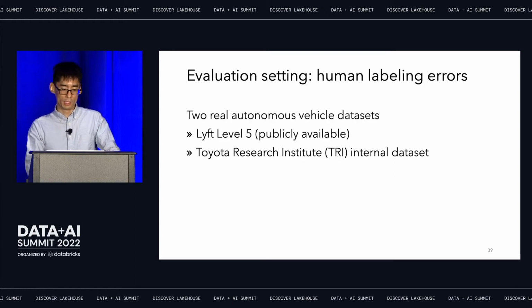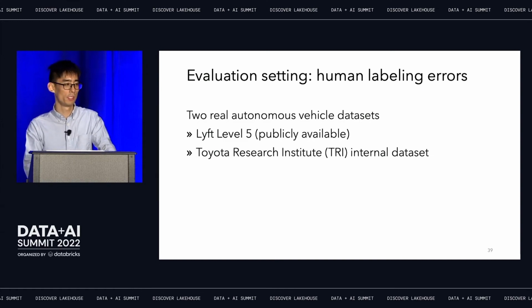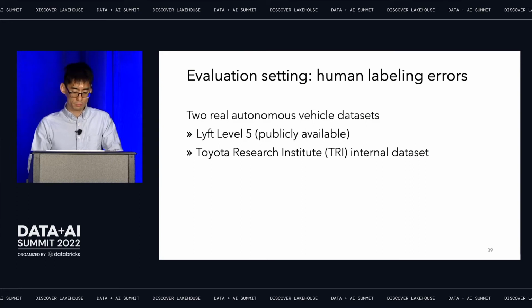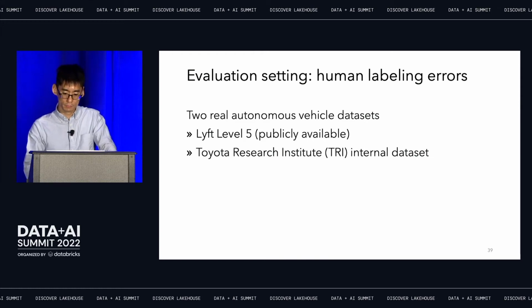To evaluate LOA, we deployed it on 2 autonomous vehicle datasets. The Lyft Level 5 dataset, which is publicly available, you can download it now. If you want to be horrified, you can look at some of the labels that they produced. And we also deployed it on the Taylor Research Institute internal dataset, which is an internal dataset generated by a leading labeling vendor for training autonomous vehicle models for deployment.